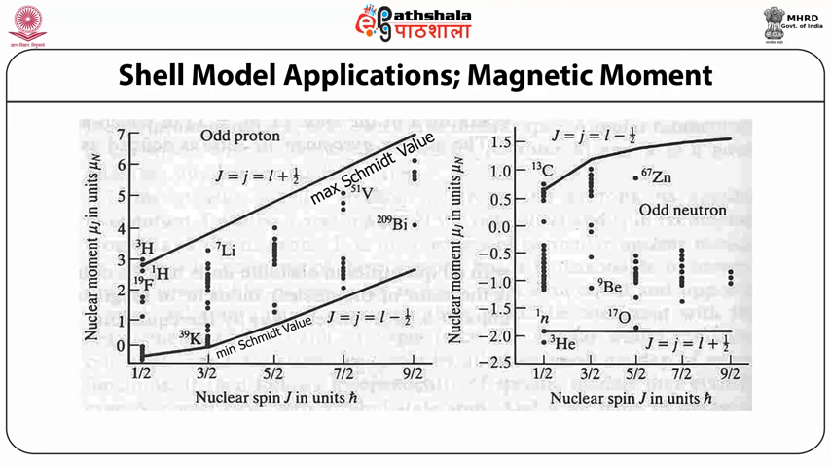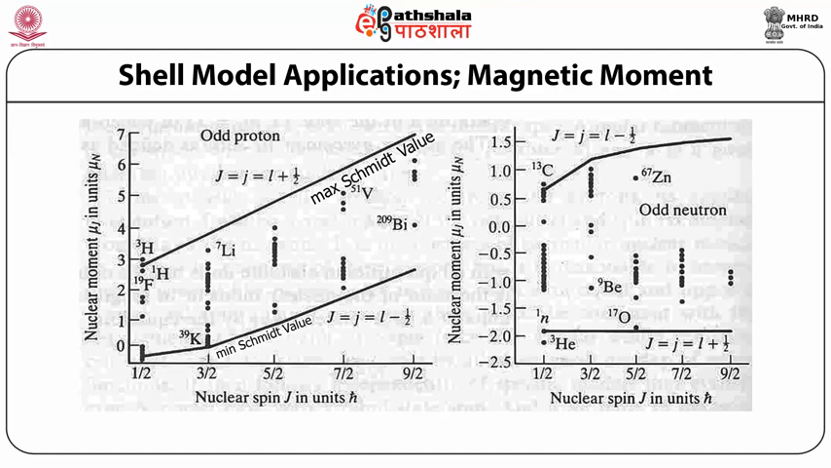It means the experimental values are found to be different than what they should be as per the shell model, or we can say that the experimental values fall within these two limits. There are only few exceptions where this rule is basically not followed for odd proton nuclei.